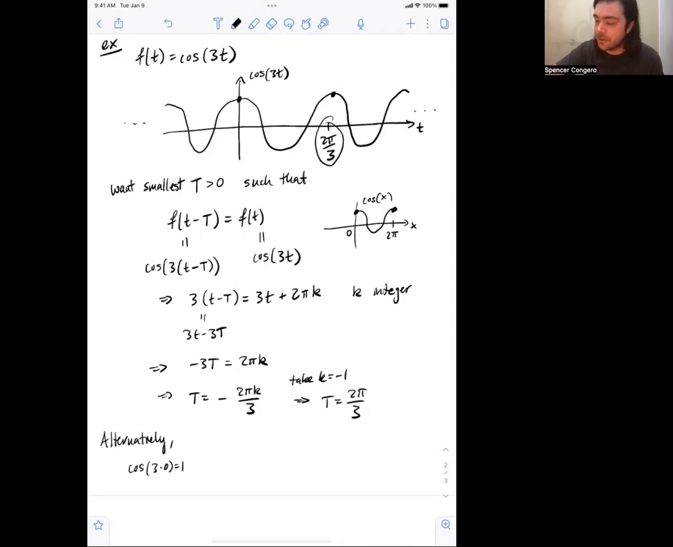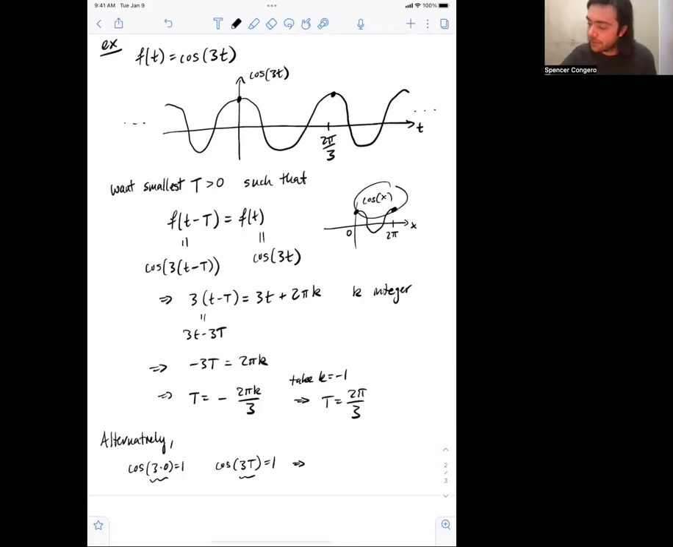That's going to give me this point right here. The smallest value of t I could plug in such that cosine of 3t is 1. So cosine of 3 times 0 is 1. We want the next time that cosine of 3 times something equals 1. So cosine of 3 times t, that's going to give us our period, equals 1. This is the next time after this 0 point when the cosine function equals 1.